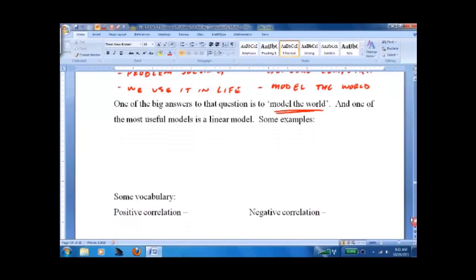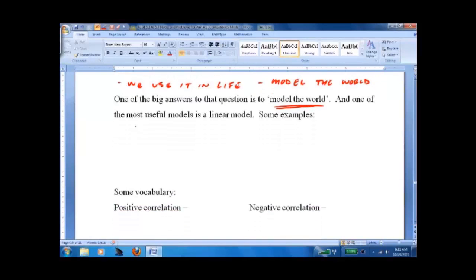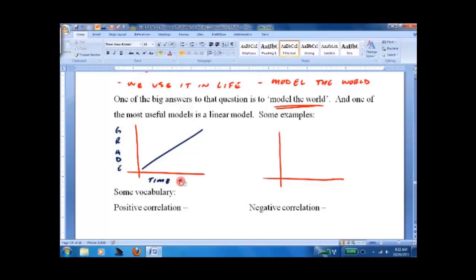So we'll start with the model of the world. It's a linear model. What does that mean? It means the data looks like a straight line. For example, we look at this as your grade as a result of time studying. And we got one over here with your grade as a result of time on Facebook.